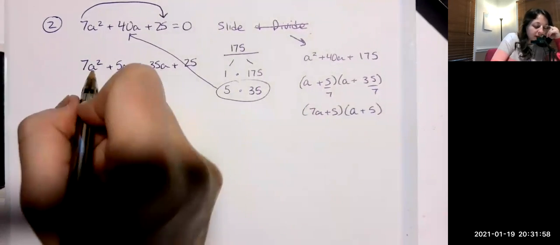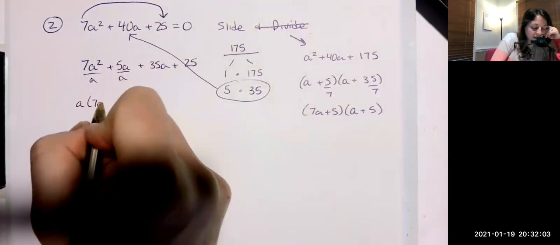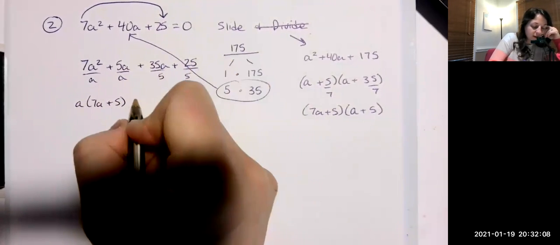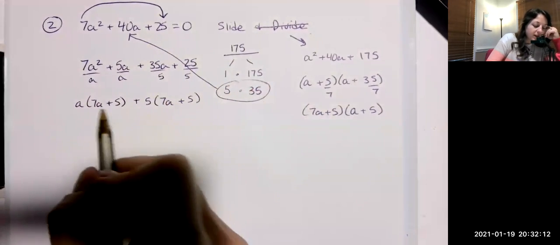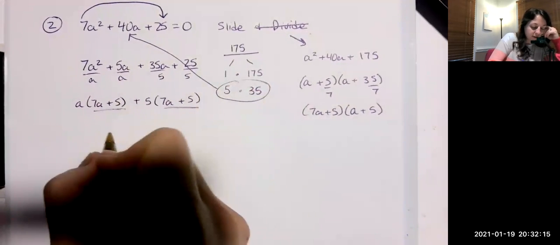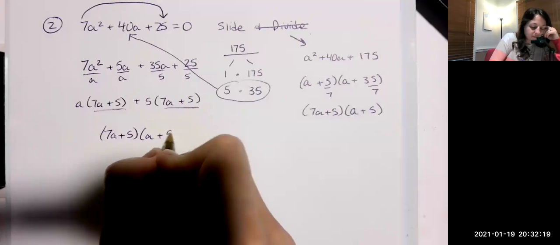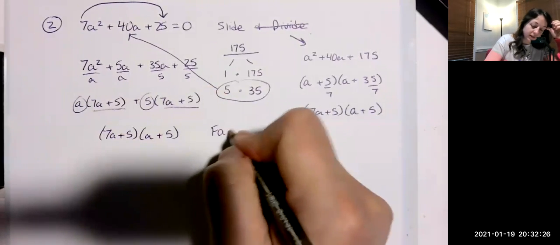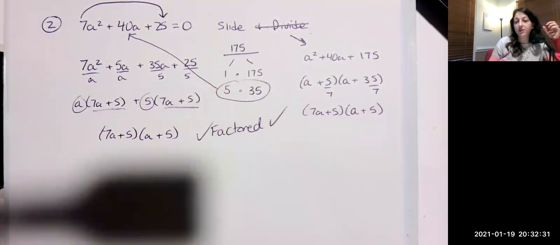Over here, I'm doing grouping. So I'm taking out common terms, a, 7a plus 5. These two can both divide by 5. So plus 5, 7a plus 5. They both have 7a plus 5. So that comes out, and it leaves behind a plus 5. So both of these factored, but they are not solved yet.